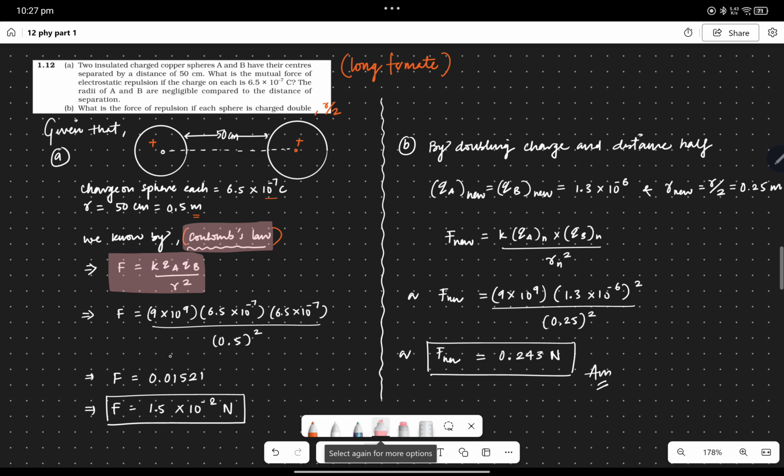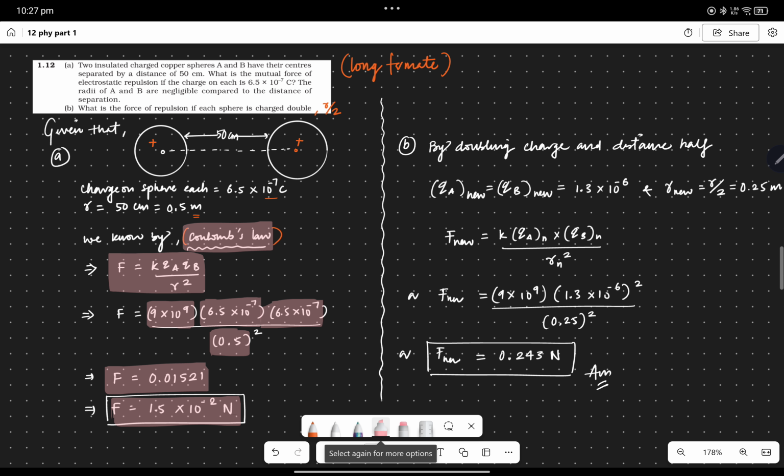Okay, and now you have to just put in the values. The value of K is going to be 9 × 10^9 newton meter squared per coulomb squared, and 6.5 × 10^-7 and 6.5 × 10^-7, divided by 0.5 squared. And then if you calculate it, you are going to get the value of force as 0.01521, and that is equal to 1.5 × 10^-2 newton, right?